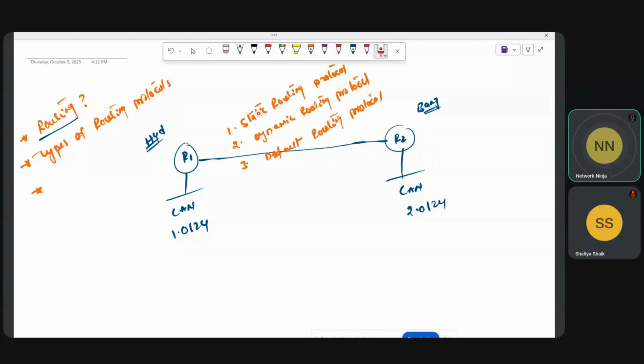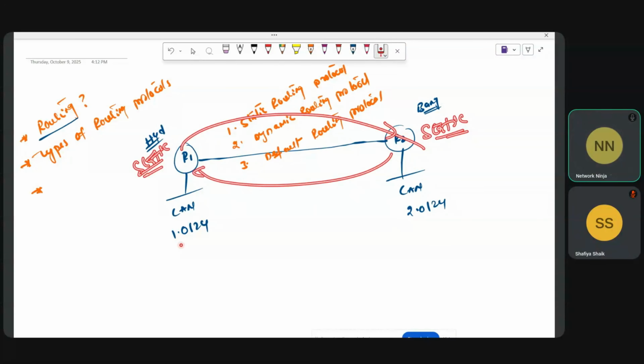So in types of routing protocols, we have three different types. The very first is static routing, the second is dynamic routing, and the third is default routing. So we understand what routing is. Now I can configure static routing here, and here also, and manually define the routes from router 1 to router 2 and router 2 to router 1. Then it will start communicating between the two different LANs.